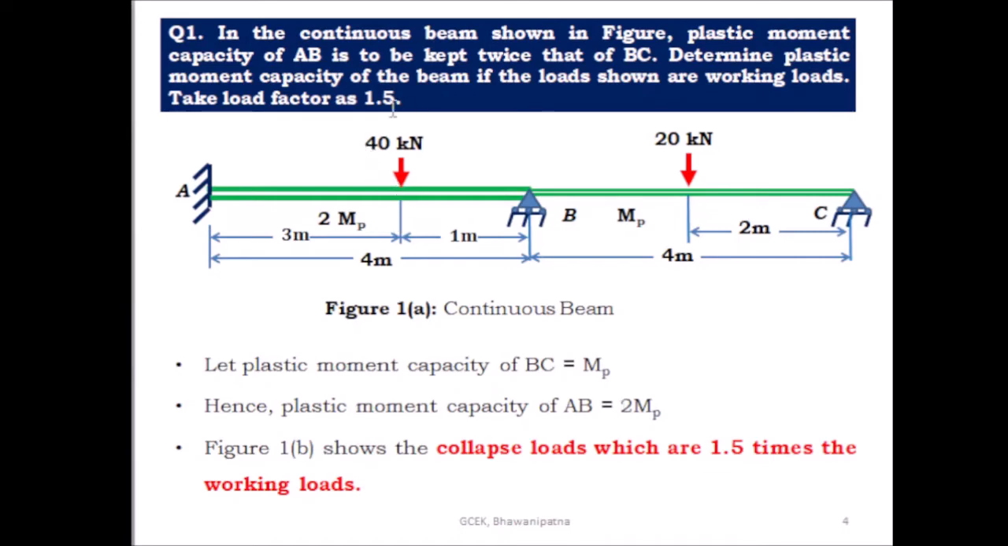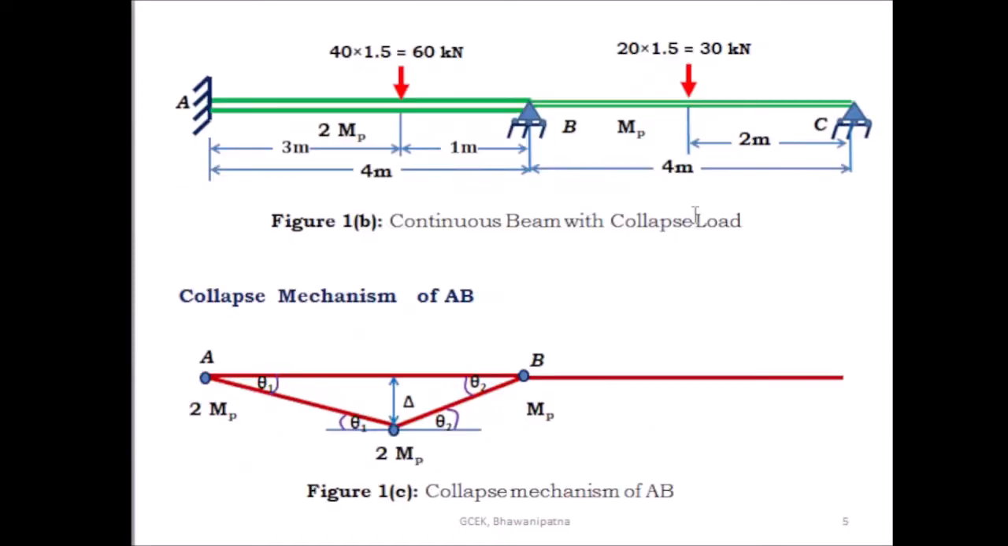And for this one, what is the collapse load? 40 into 1.5, so this is equal to 60 kilonewton. For span BC, the 20 kilonewton load is present and this is working load. So, you can find out the collapse load. Collapse load is equal to 20 into 1.5, this is equal to 30 kilonewton. This figure indicates the continuous beam with collapse load.